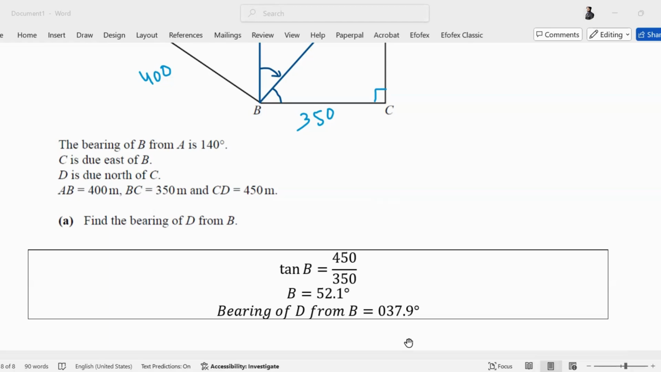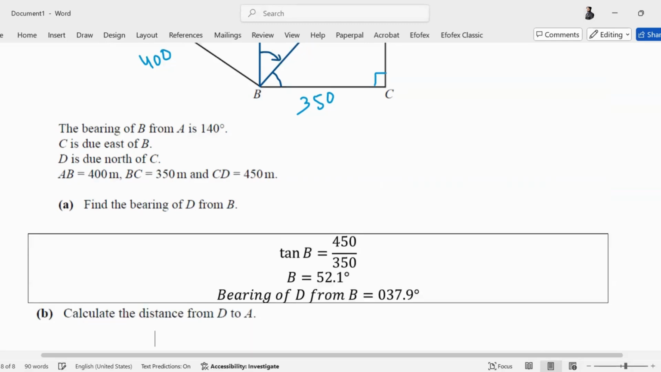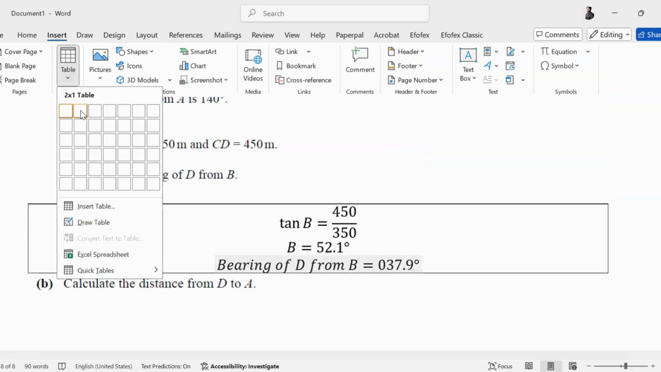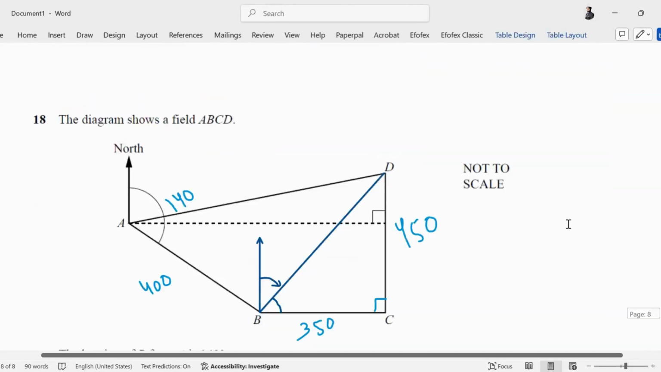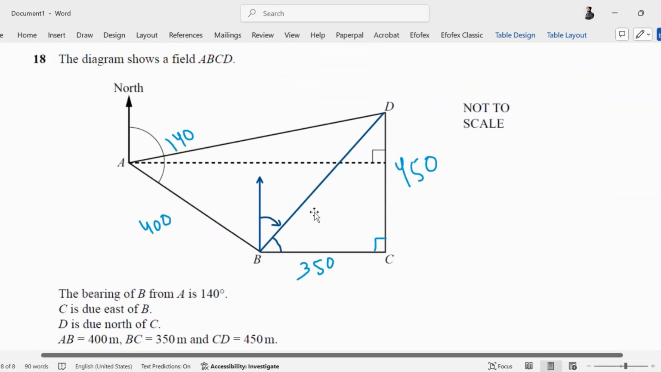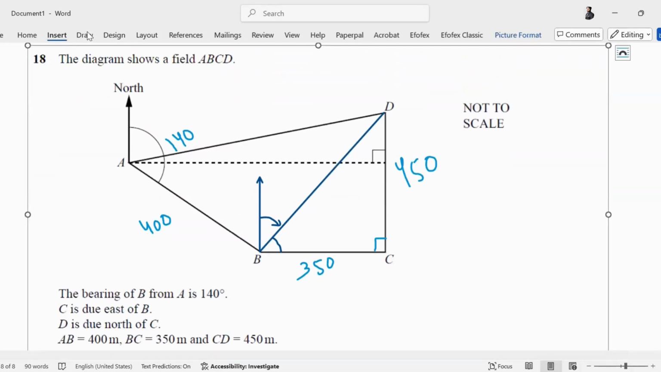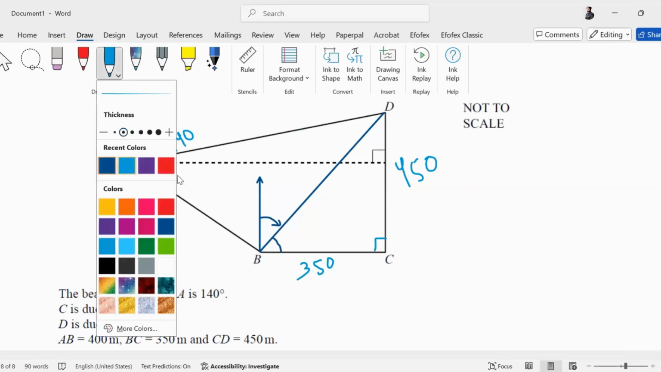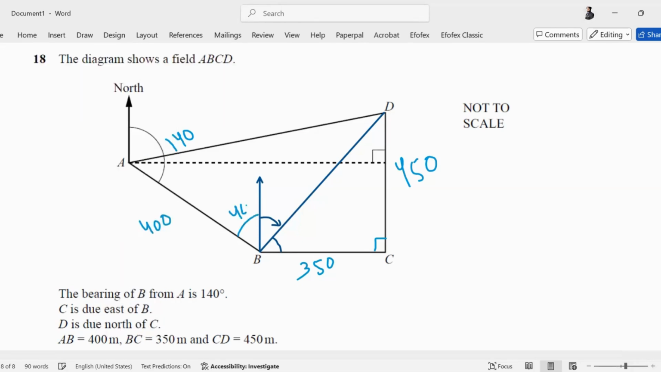Moving on to the next part, which is asking us to calculate the distance from D to A. Okay, so D to A distance. I do have this angle, and using the interior angles, I can say that if this was 140, this will be 40, north to north lines are parallel. So I know the entire angle B. I already have this bearing and the angle 40.